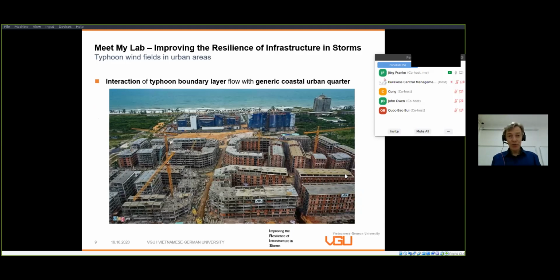When we have this model selected, then we want to apply it to a generic coastal urban quarter. The people from Vietnam at least know there is a lot of development going on on the coastal side, and this is of course the region where most of the typhoons make landfall and are still very strong coming from the sea. And we want to investigate how this urban area modifies the wind speed and what we can predict with, again, a steady simulation.